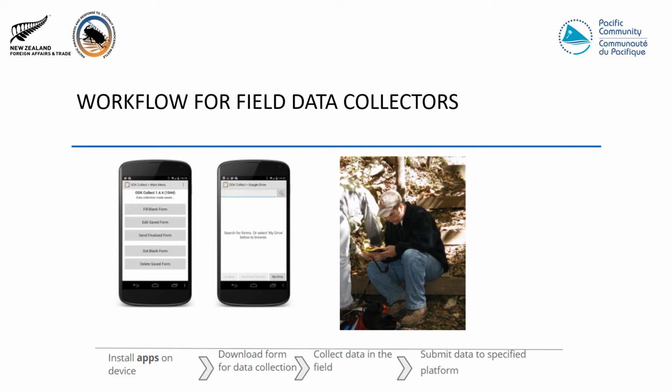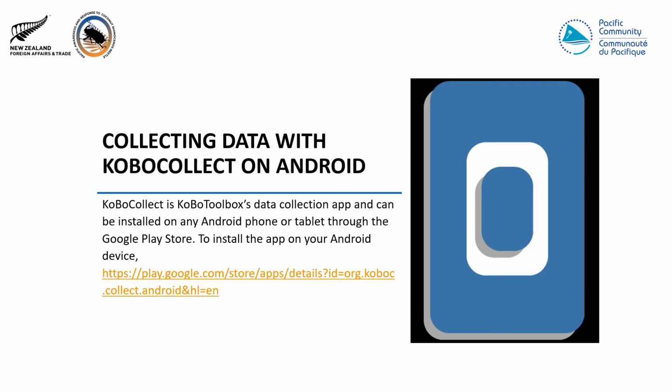The data collected through the Kobo Collect app should be submitted to the Kobotoolbox site to complete the workflow for field data collectors. The device will need a reliable internet connection to successfully submit all the data from Kobo Collect to Kobotoolbox. The Kobo Collect app can be installed on an Android device through the Google Play Store. You can click on the link provided to access the app on Play Store. The symbol of the app on Play Store is shown on the right.